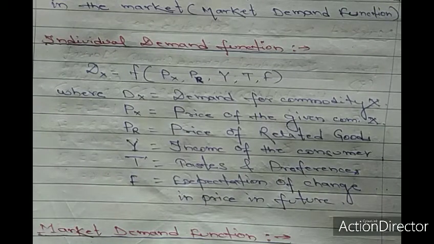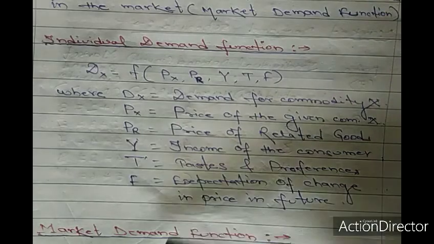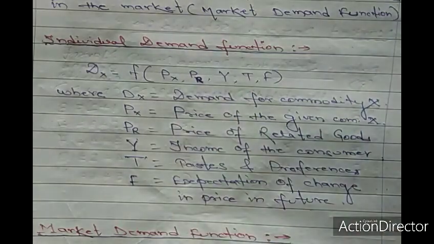So this is all about individual demand. These are the 5 factors which we studied in determinants of demand, which affect individual demand, and the functional relationship between these factors is the individual demand function. So this is all about individual demand function. Let us move to the market demand function.